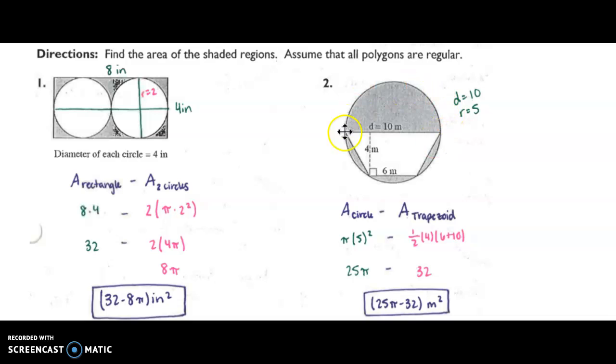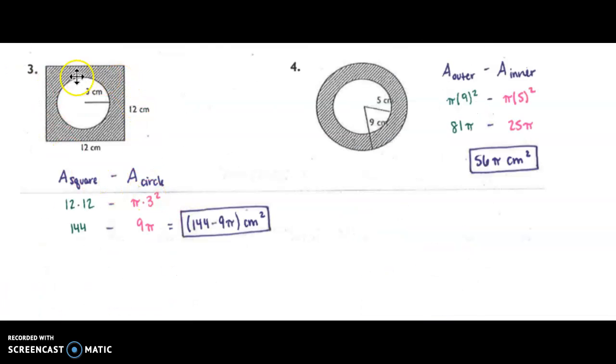And over here, same idea. Area of the circle minus the area of the trapezoid gives you the leftover shaded region. Area of the trapezoid is 1/2 times the height times the sum of the bases. And here, d equals 10, that's the diameter. And so that's how you know the radius is 5, half of that. Again, same idea, area of the big one minus the area of the smaller one inside. This one is the area of the outer circle minus the area of the smaller circle.